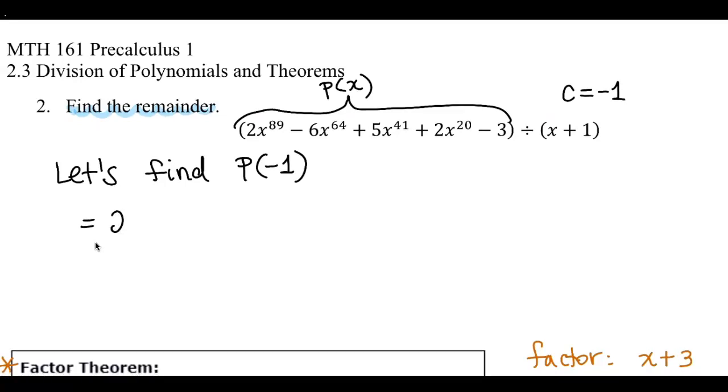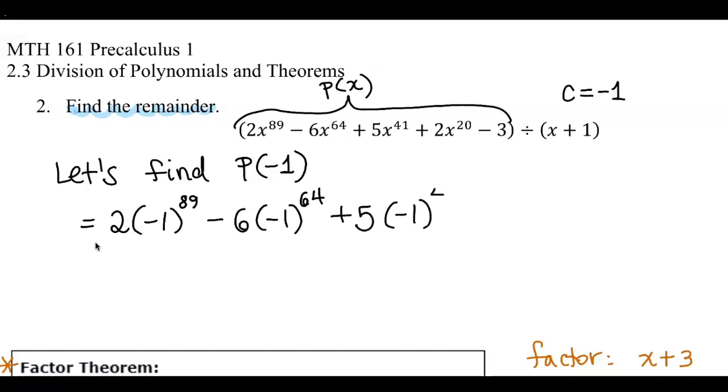P of -1 is 2 times -1 to the 89th power, minus 6 times -1 to the 64th power, plus 5 times -1 to the 41st, plus 2 times -1 to the 20th, and then finally minus 3. You have to be very careful with signs here. I'm going to use my highlighter to circle what we are now going to look at. We're going to simplify these powers first.